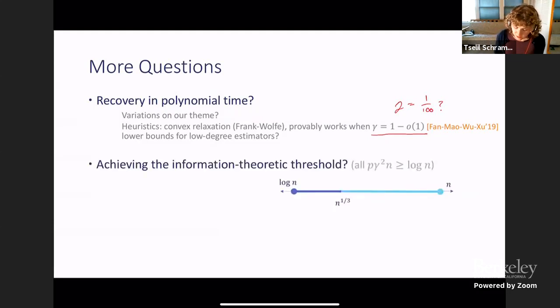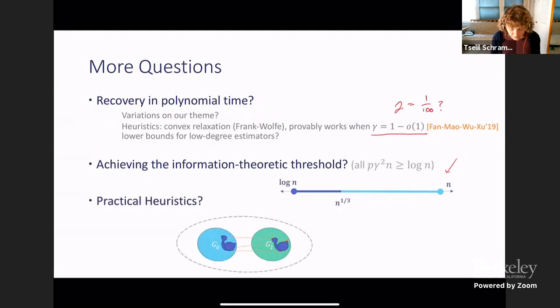Another question is, can you achieve the information theoretic threshold? In the previous Simons workshop, Jiaming Xu gave a talk, and he alluded to the fact that they have a result for this hypothesis testing question in all of the parameter regime, but I think it's not public yet. So looking forward to hearing more about that.